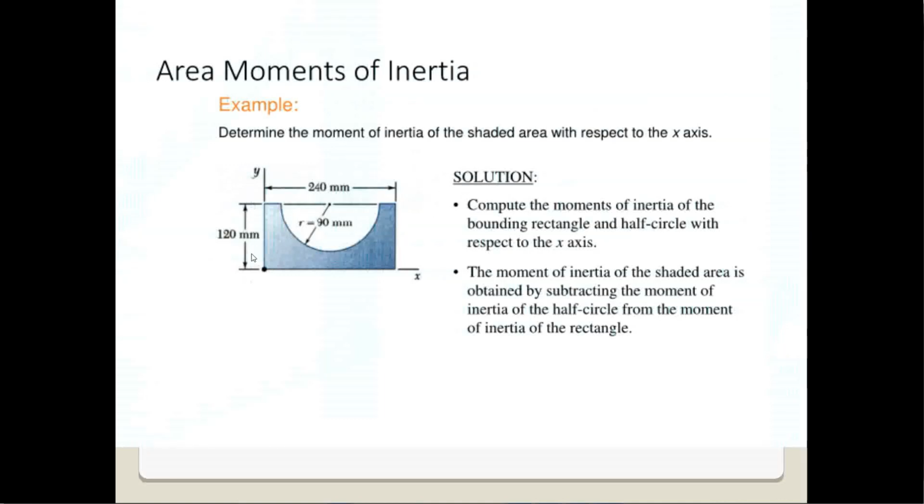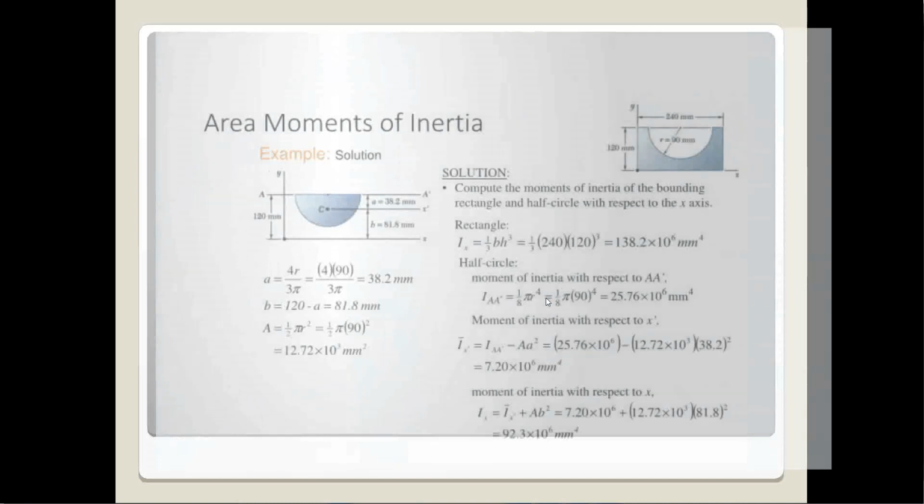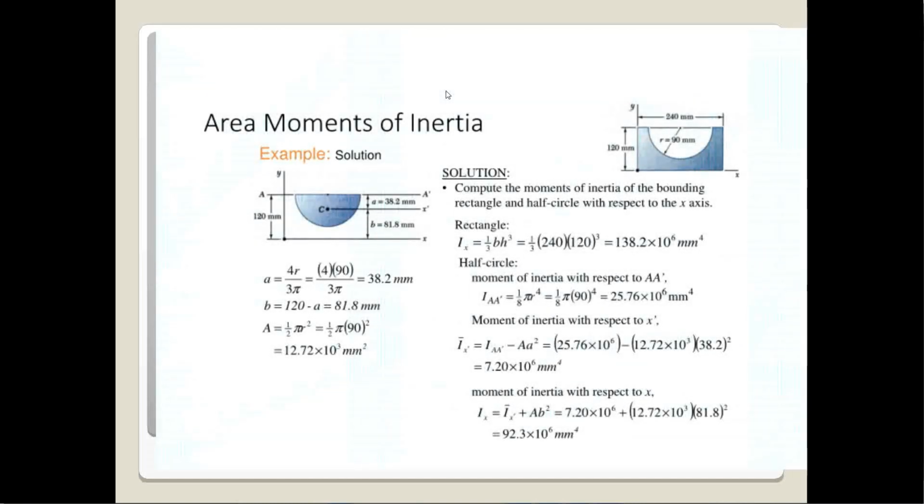So we have one area. The length is 120 and the width is 240 and the radius is 90 mm. All units are in mm. First we have to find it with the traditional method. Find the area first. So the area of a semicircle, then the rectangle we have to find.